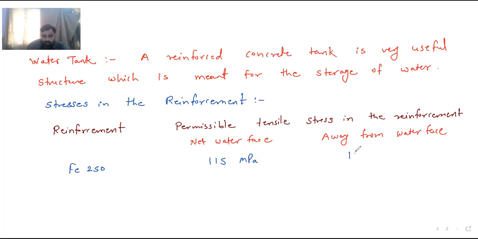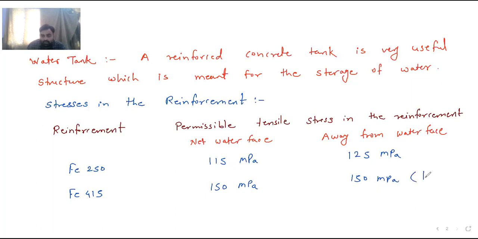At near water face, and away it is 125 Newton per mm square. So this is for Fe250. Then Fe415, it is 150 Newton per mm square at near water face. Away from water face, it is 150 Newton per mm square.